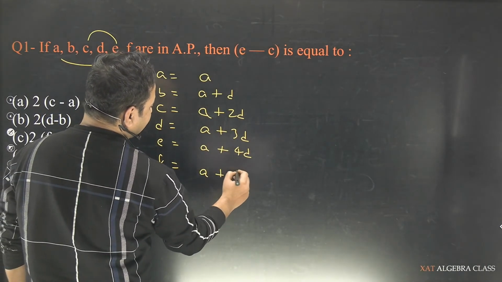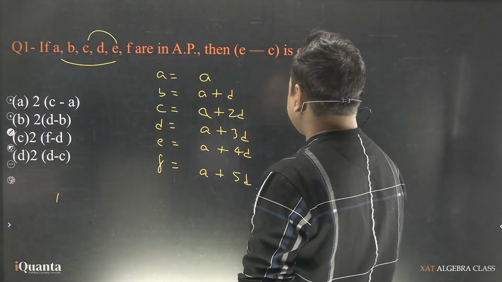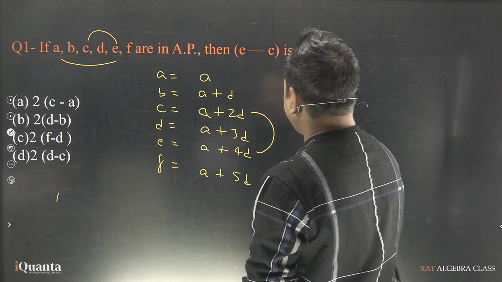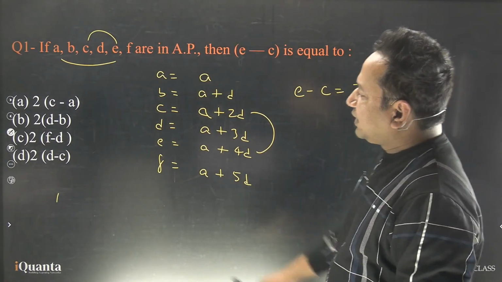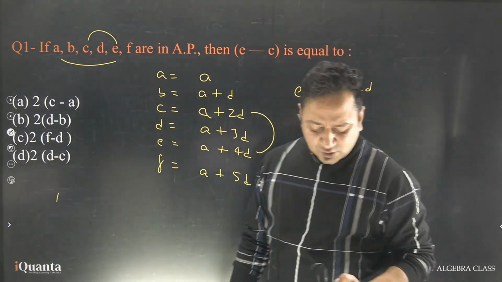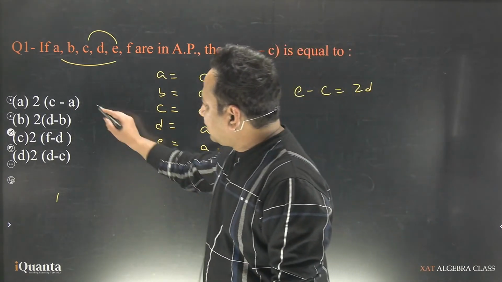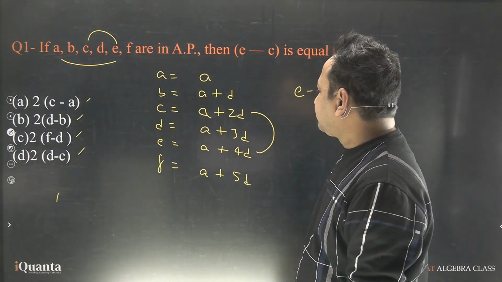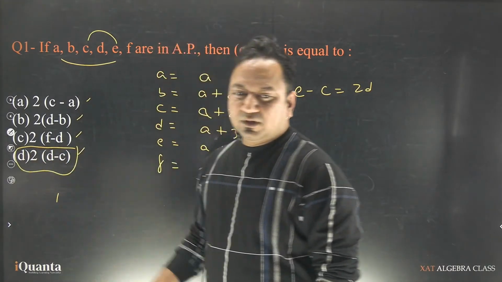So this is the conventional approach. How many of you solved it using this one? As we can see, if I subtract E minus C, the A and A get cancelled, and I'm left with 2D. And then you look at the options, so how many of you solved it this way, by checking each of the options and then coming to the correct answer? The answer is, of course, option D, twice D minus C.